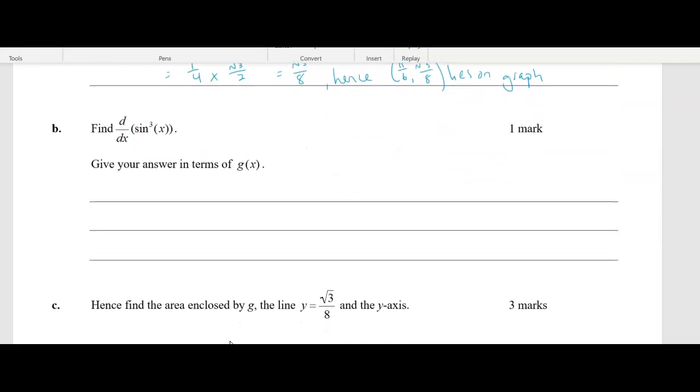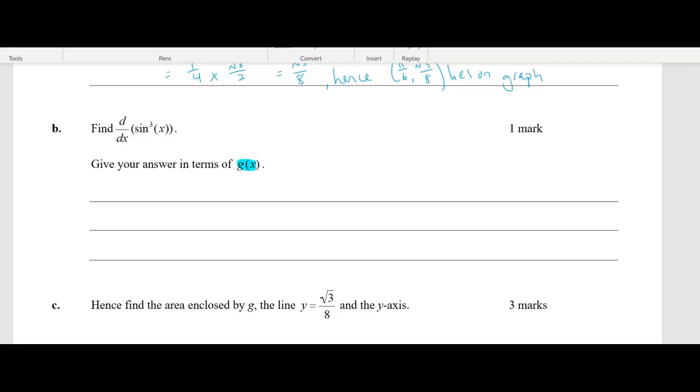In question b, we're finding the derivative of sine cubed of x. So give your answer in terms of g of x. Some of you did that, and it's not actually that complicated. But just remember, if it's asking for a specific form, you give it in that form, okay? Because this question is worth 1 mark. So if you didn't give your answer in terms of g of x, you don't get that mark, even if you could find the derivative of sine cubed x.